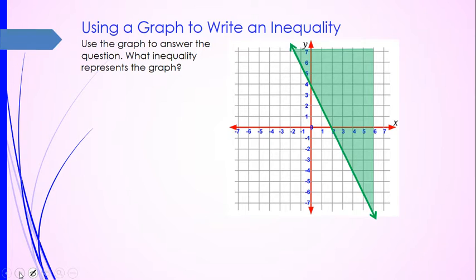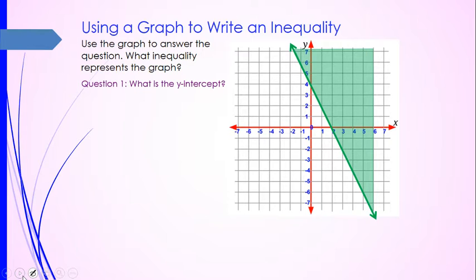What if I'm given a graph and I'm asked to write the equation of the inequality? In this case, we're already given the graph, and now we're tasked with finding the equation. I go about this the same way I would if it was an equation instead of an inequality, with that one exception of deciding what the symbol should be.